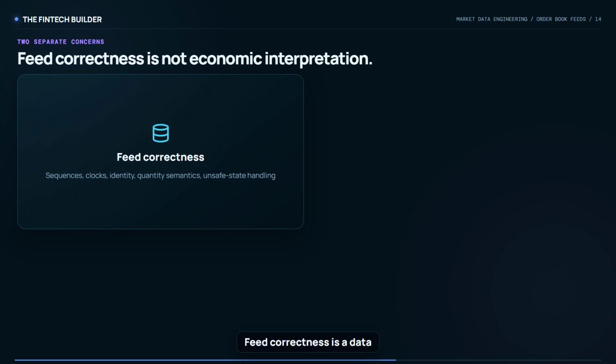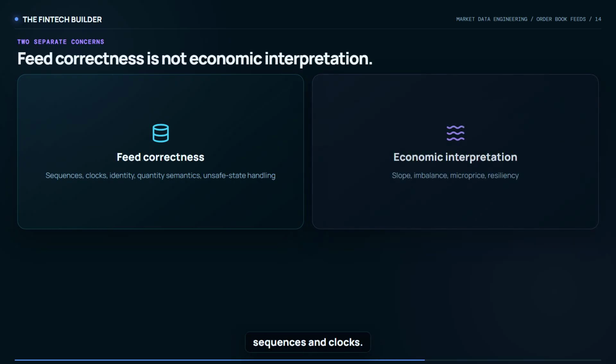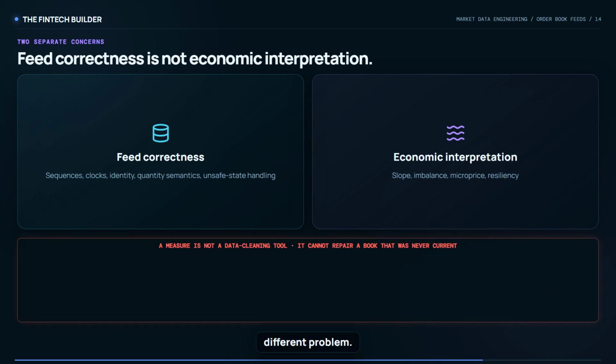Feed correctness is a data engineering problem with sequences and clocks. Economic interpretation is a different problem. A slope or an imbalance measure is not a data cleaning tool, and it cannot repair a book that was never current.